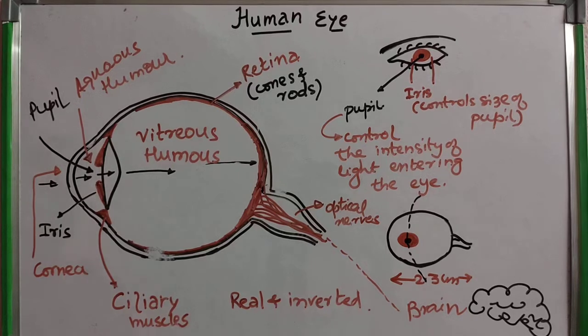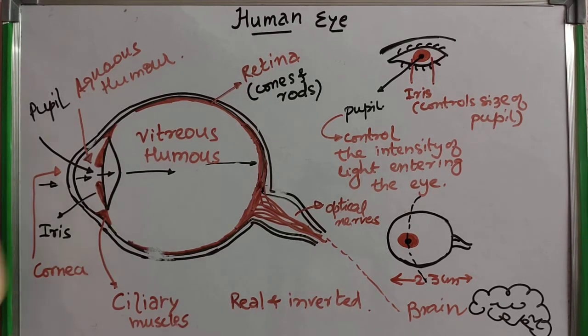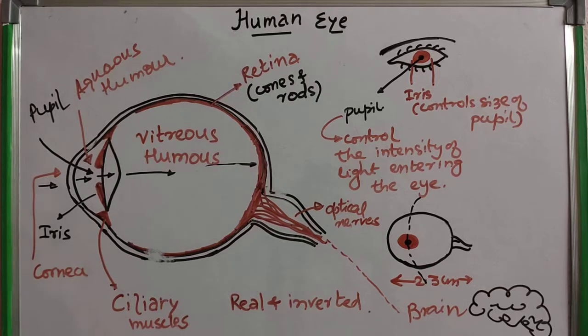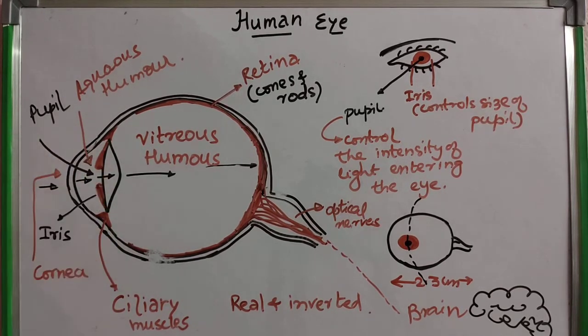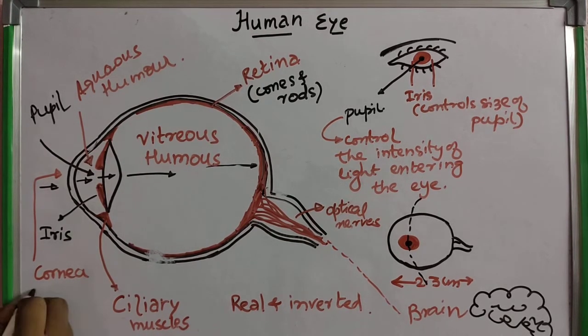So let's start from the left and go to the right, to the optical nerves. Let me start with the cornea. So cornea, what are we having here? It's a bulge, right? What is the shape of the bulge? Just try to understand. The shape of the bulge is convex. Correct or not? Convex, so what nature? Converging nature.